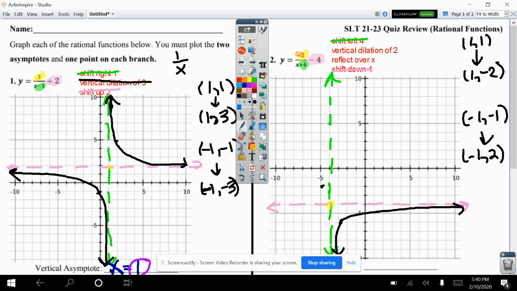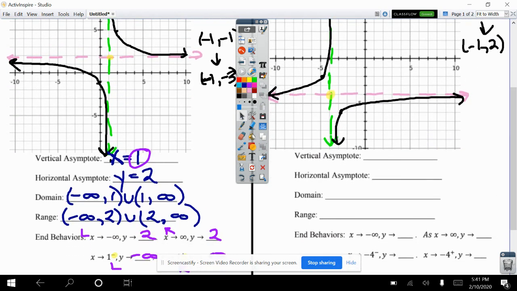I've got a branch in the upper right quadrant and the lower left quadrant. And you can see in this graph that they're in the opposite quadrants, and that should always be the case. It should be in the opposite quadrants if you reflected it. So I did my dilation and my reflection. So now I'm good.